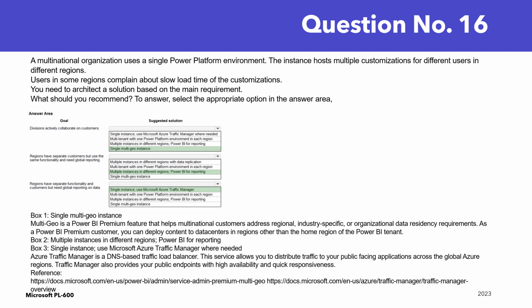Goal: divisions actively collaborate on customers. Suggested solution: single multi-geo instance. Goal: regions have separate customers but use the same functionality and need global reporting. Suggested solution: multiple instances in different regions, with Power BI for reporting. Goal: regions have separate functionality and customers but need global reporting on data. Suggested solution: single instance. Use Microsoft Azure Traffic Manager.